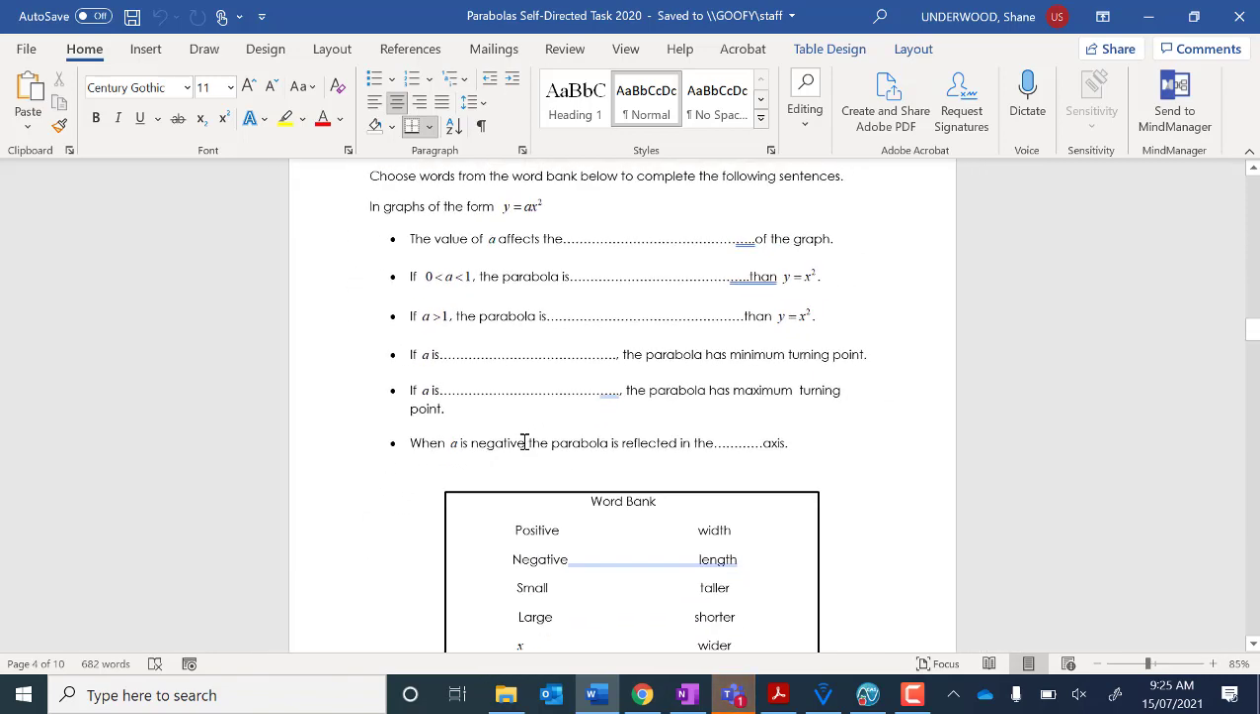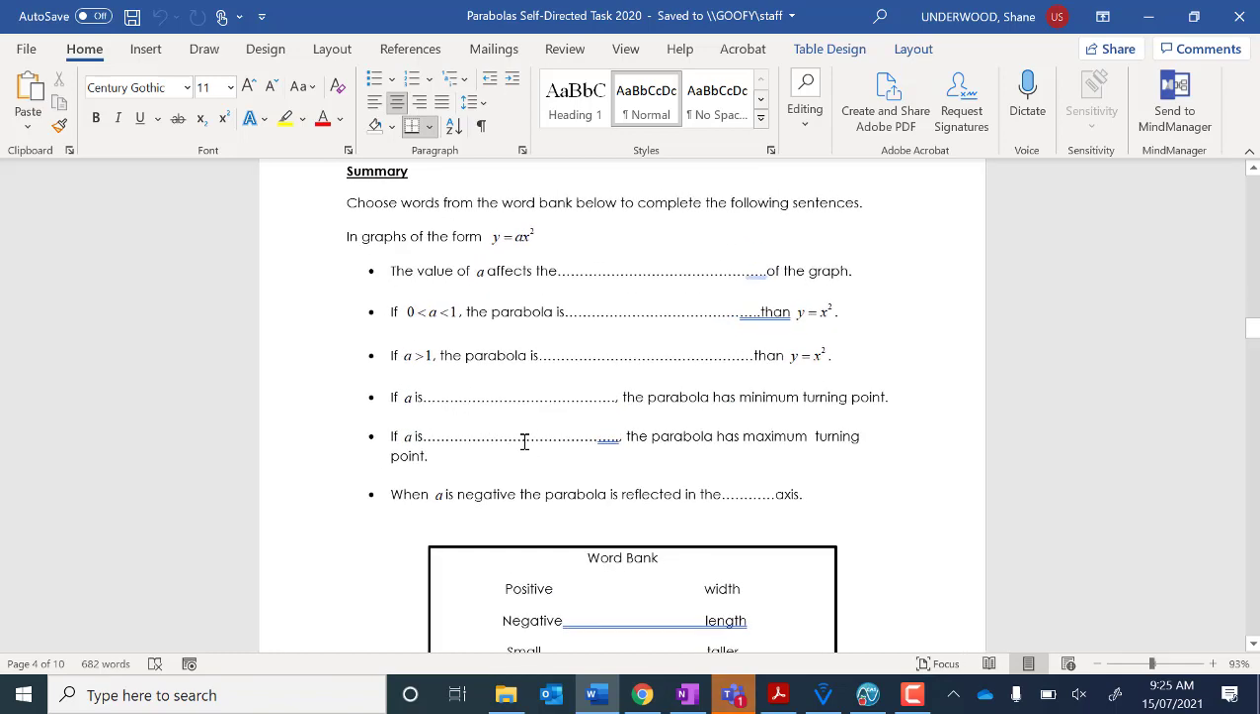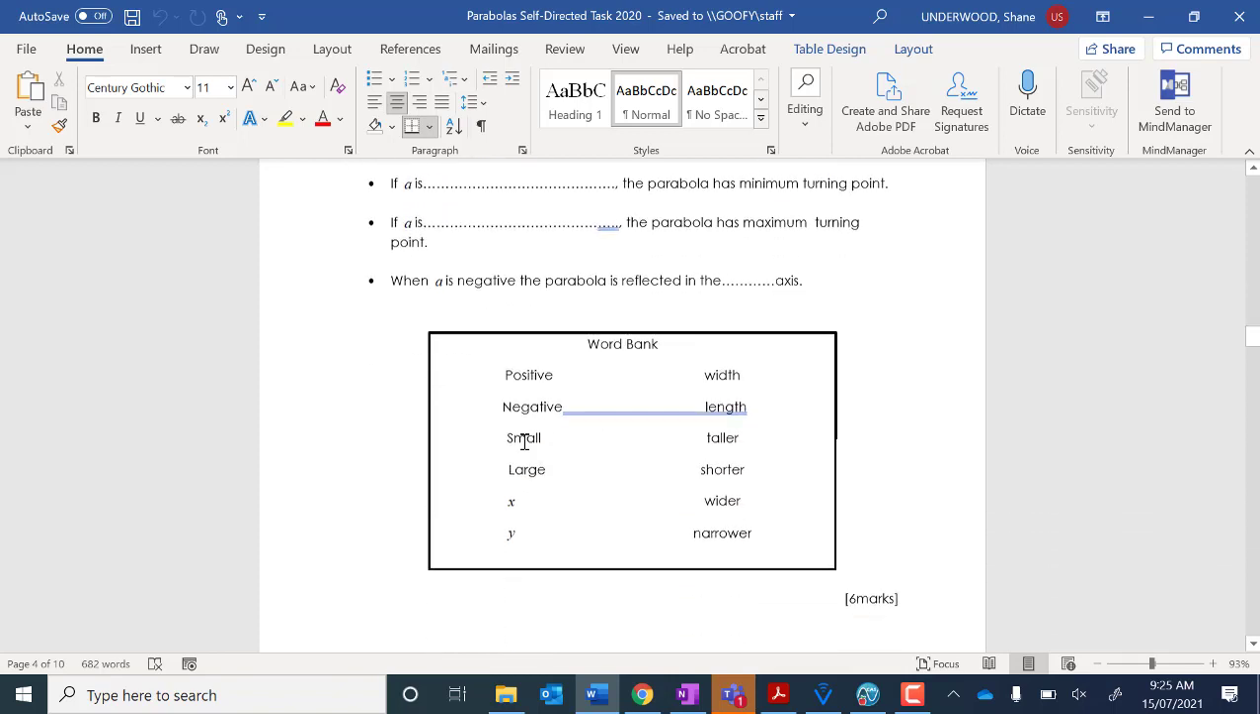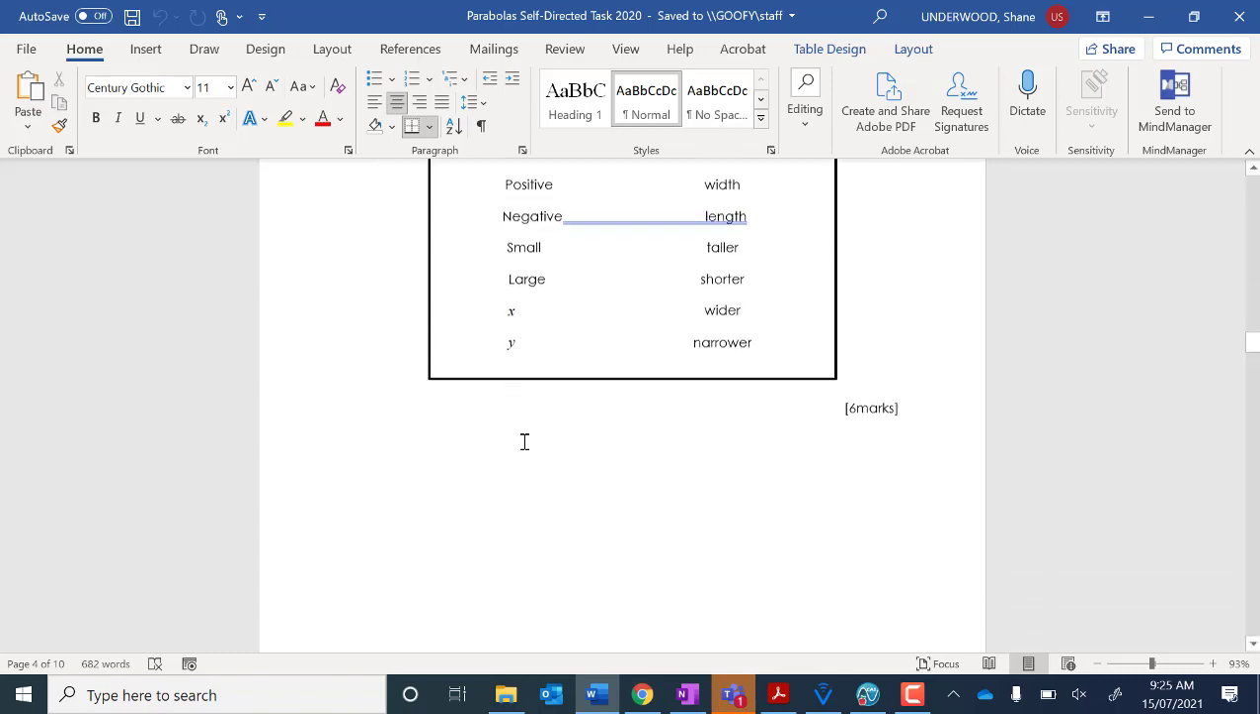Now then, what we want to look at is the effects of A between 0 and 1. Those are the ones that made it wider, etc. So I want you to use this word bank to fill in and complete that. Pretty straightforward. If you can sketch them, it should be fairly obvious.